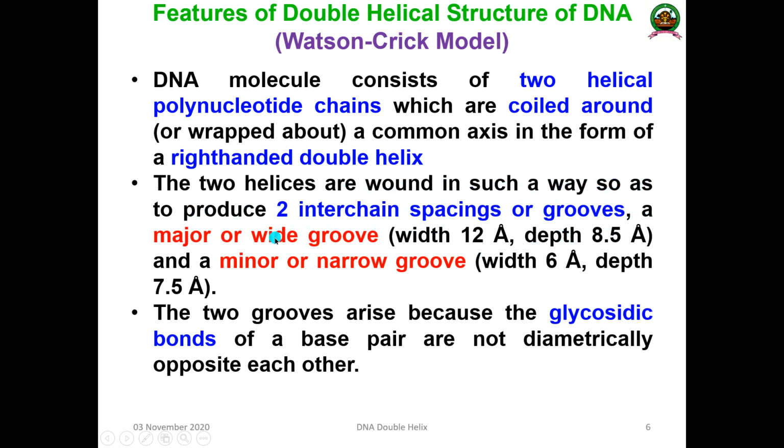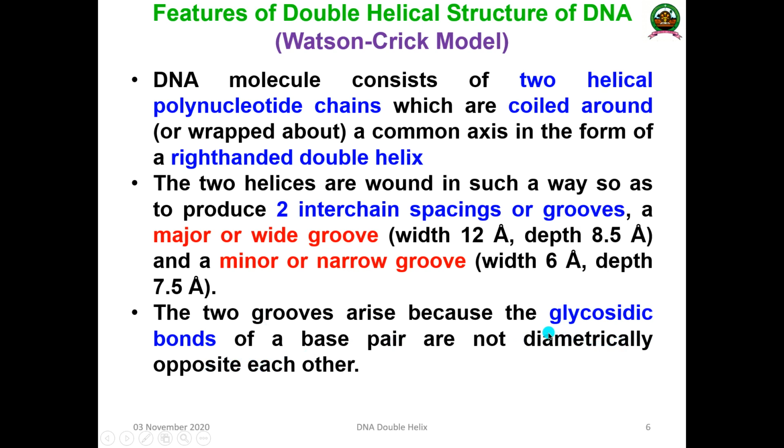One is known as the major or wide groove. The width is approximately 12 angstrom and the depth is 8.5 angstrom. This is very important when the DNA is interacting with other molecules like proteins. And there is a minor or narrow groove. The width is half, approximately 6 angstrom, and the depth is approximately 7.5 angstrom. These 2 grooves arise because the glycosidic bonds of the base pair are not diametrically opposite each other.